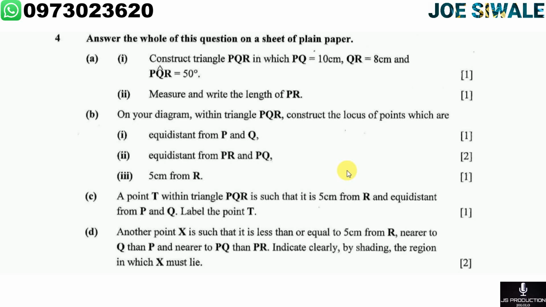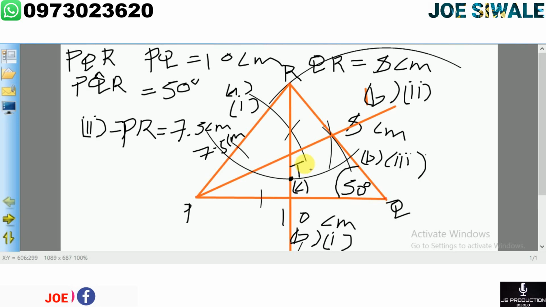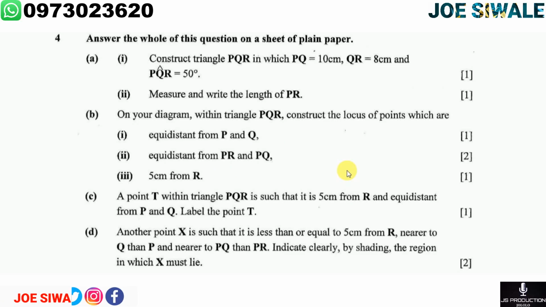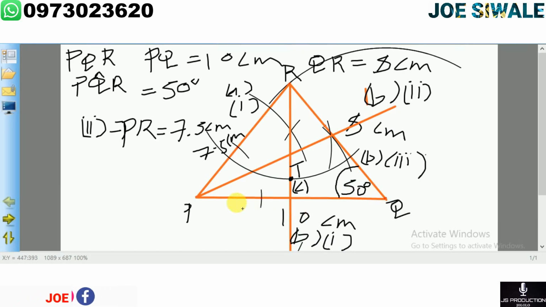Question D reads, another point X is such that it is less than or equal to 5 centimeters from R. So it is less than or equal to 5 centimeters from R. So less than, this means this region is above here, because greater than it's below here. From R, then the question proceeds, nearer to Q than P. So nearer to Q than P, and the line that divides P and Q, it is this line.